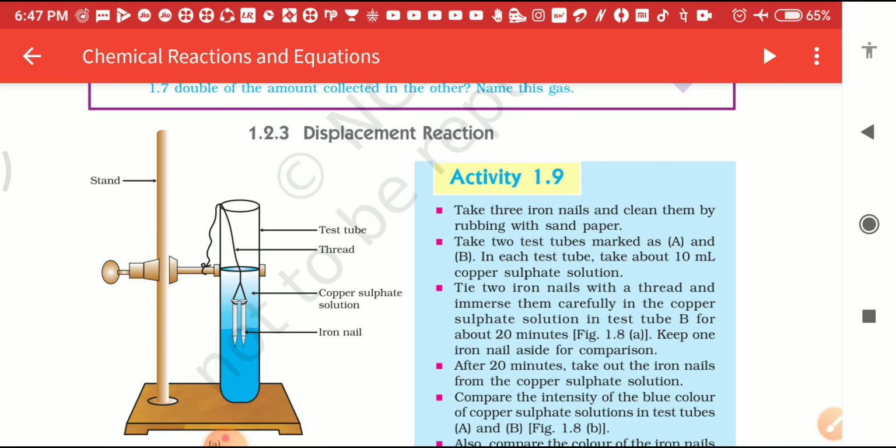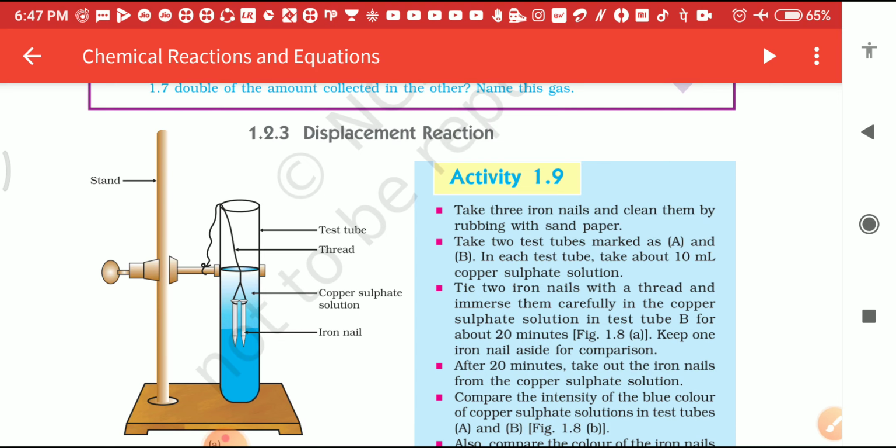Let's continue our chapter, chemical reactions and equations. In the previous video, I explained many topics related to this chapter, and in this video we will discuss displacement reactions. This is part 8 of chapter 1. Let's start with displacement reactions.